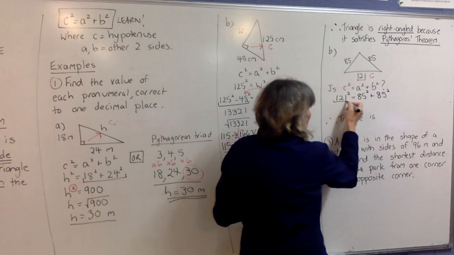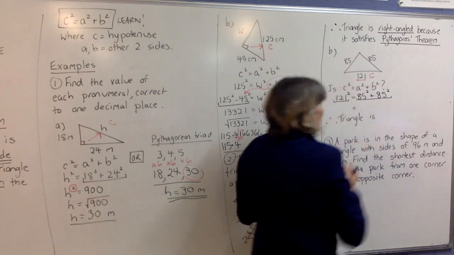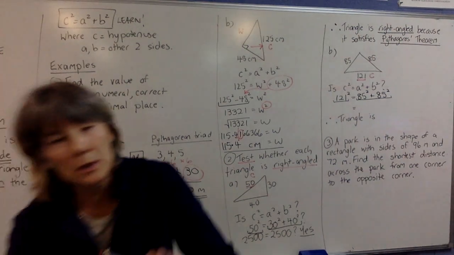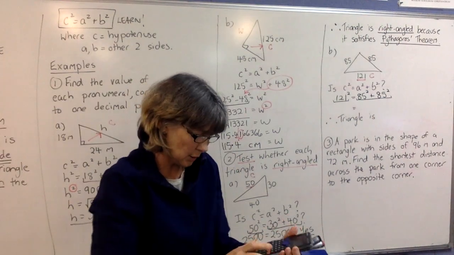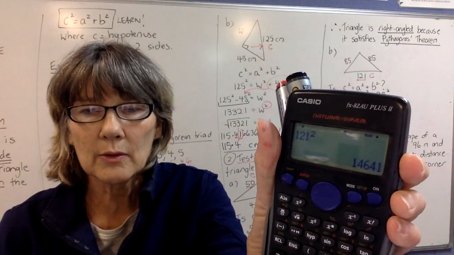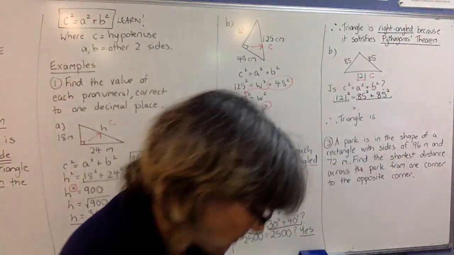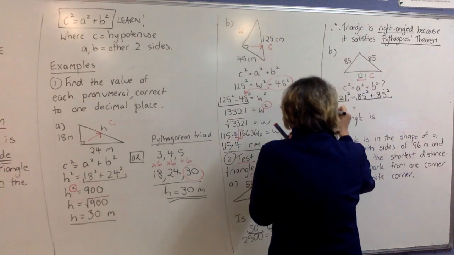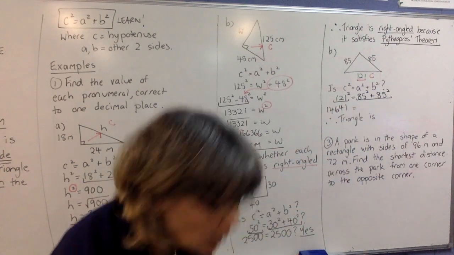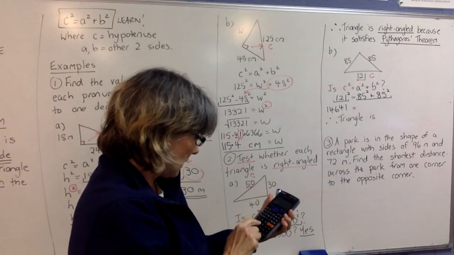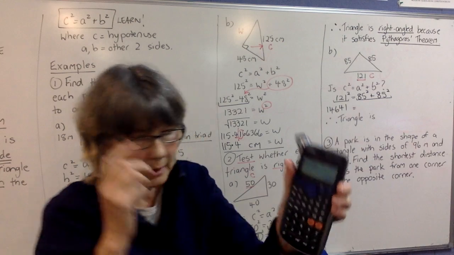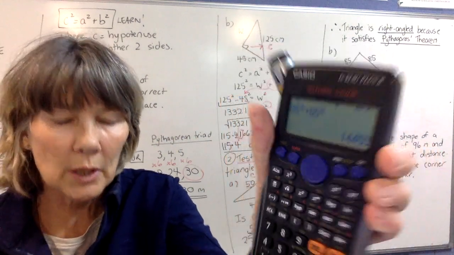And now we're going to go to the calculator and work out the left-hand side and the right-hand side. One at a time, we're just going to take the left-hand side first and just do 121 squared equals, and it gives you 14641. And now we're going to do 85 squared plus 85 squared. And that gives us 14,450.